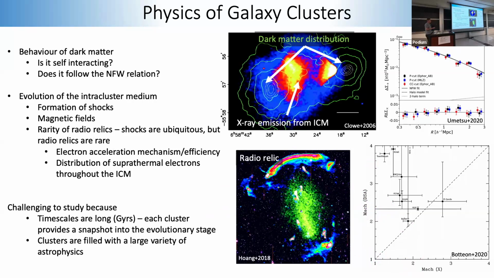So studying clusters like this is challenging because the timescales of clusters are gigayears long, and during our lifetime, we only get a single snapshot of what a single cluster looks like. So we need a lot of clusters to try to study them. And then they're filled with a large variety of astrophysics, and I think radio is a good way to show this. So here we have our radio relic, synchrotron emission, but we also have the AGN jets that look somewhat similar. They're megaparsec in size. So it's hard to disentangle the different astrophysics that are happening.